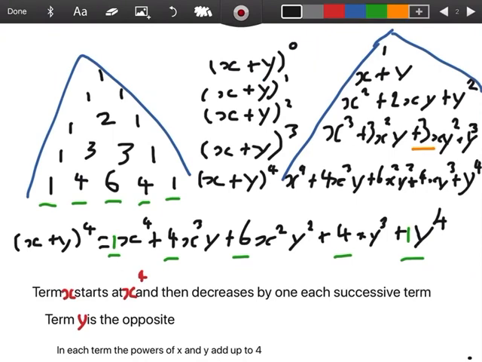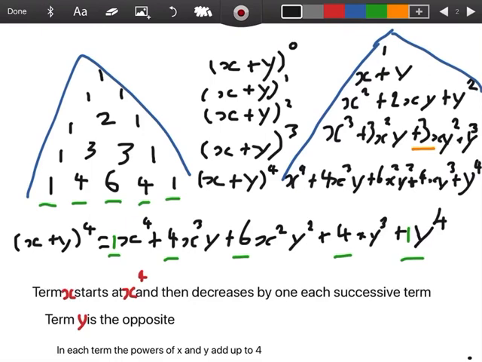And then term y does the opposite, where it increases every single term. So it starts from y to the power of 0. That's why I haven't written it in at the first part. And then it goes all the way up to 4, where x is now x to the power of 0. And you can see in each part, sorry, I'm losing my voice a wee bit.